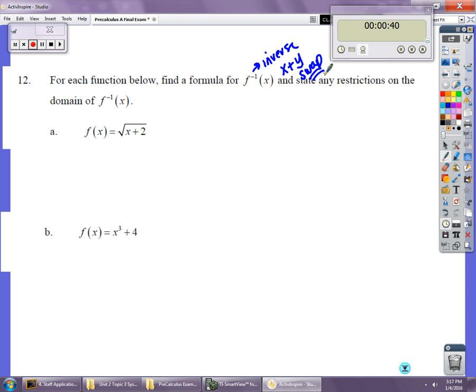So if I take a look at a, for example, and think about what my domain and range might be, it's going to be the complete opposite for my inverse function. So let's start with a, and let's think about what my domain and range might be before I even do any of the solving for the inverse. What I notice is that this is a square root function. And what I know about square root functions is that you can't take the square root of anything under 0, right? So anything under here has to be bigger than or equal to 0.